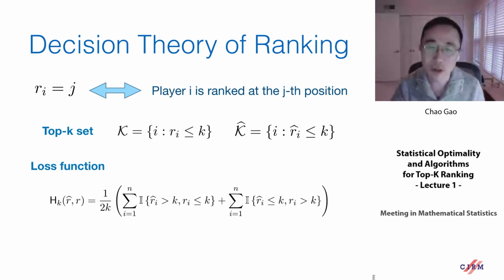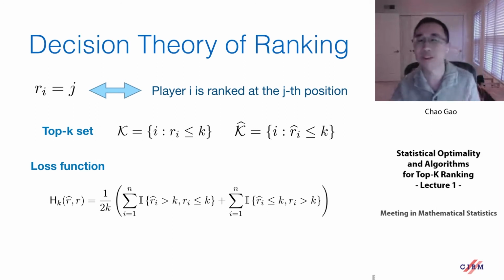So it is 1 over 2k. This is the normalization factor that we need, times what is in the parentheses. What appears in the parentheses is the type 1 error and the type 2 error for the problem. You can really think of the top k ranking problem as a variable selection problem. In variable selection, you want to select important variables. In top k ranking, you want to select important players. So it's the same thing mathematically. For variable selection, we have type 1 error, which is false positive, and also false negative, which contribute to the two terms in the loss function. The reason we normalize the loss by 1 over 2k is to make sure this loss ranges between 0 and 1. So when we compute the minimax rate, it has a nice form.